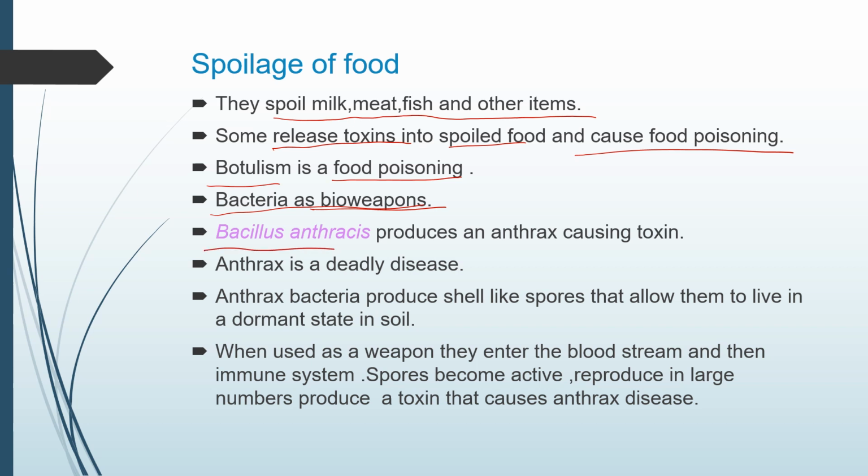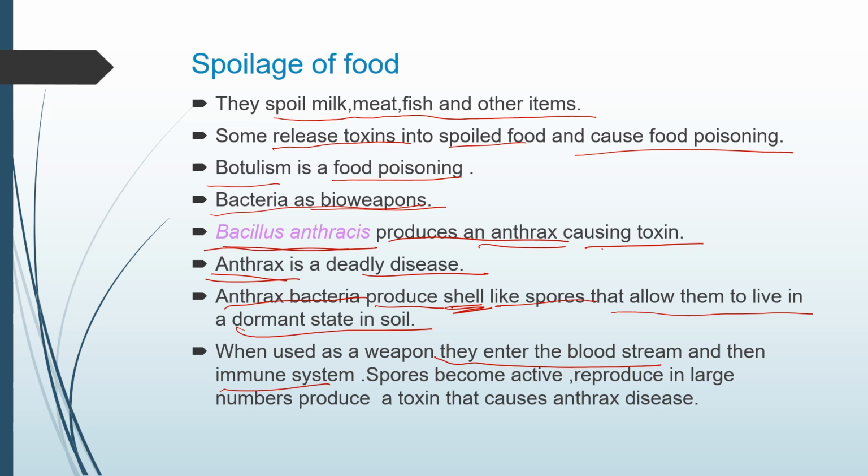Now Bacillus anthracis is a bacteria which produces an anthrax-causing toxin. Anthrax is a deadly disease. This anthrax bacteria produces cell-like spores that allow them to live in a dormant state in the soil. When they are used as a weapon, they enter the body and destroy the immune system. There the spores become active, and they keep on reproducing in large numbers inside the host body. They produce toxin, and that causes the anthrax disease, which is deadly.